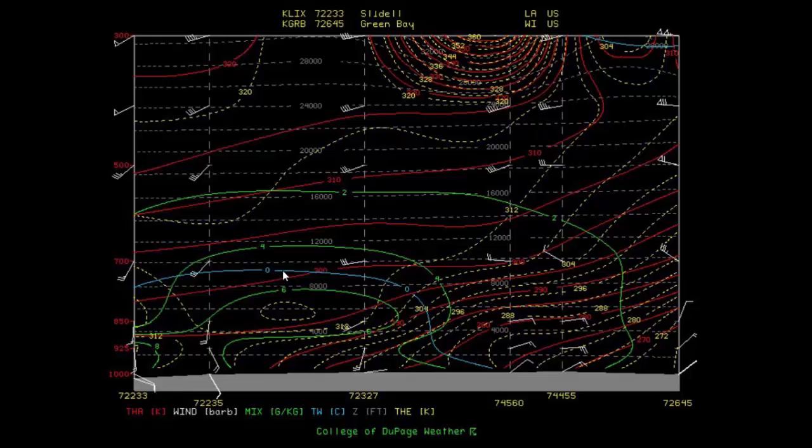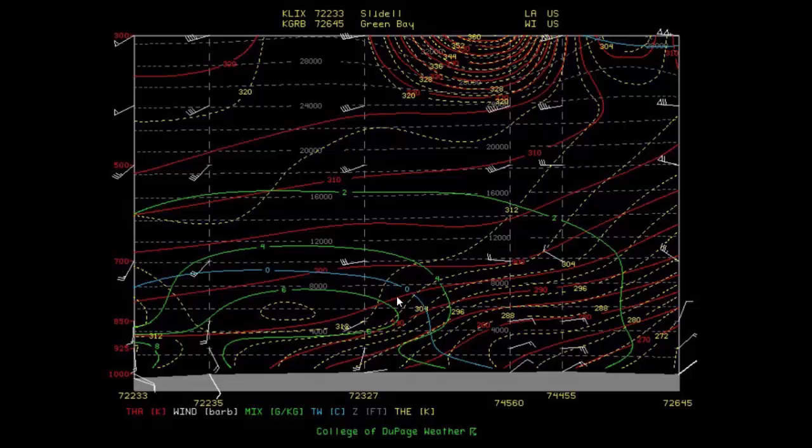So above this level, our air, if we evaporated all the water out of it, could be lowered down to 0 degrees. Below it, it's going to be warmer than 0 degrees Celsius, so we're still above freezing. So that's kind of an easy way to think of it. You evaporate all the water out. This is going to be the temperature the parcel could be if you evaporated all the water out. So this is your wet bulb 0.